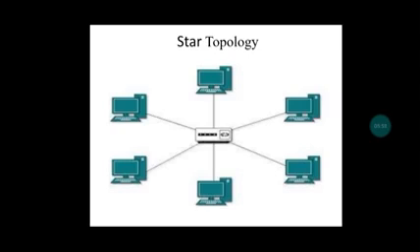The drawback of the star topology is that more cable is used. In case the hub fails, the total network will fail.